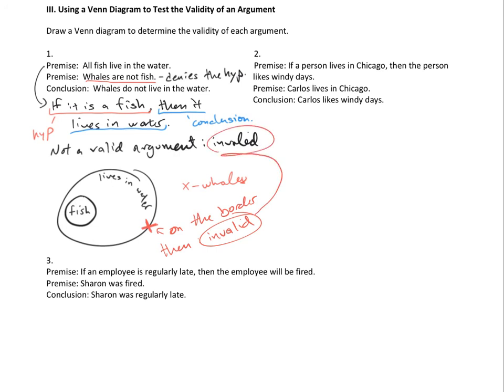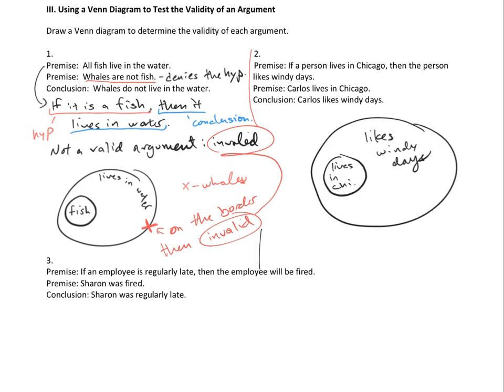But I like the pictures a little bit more, so I'm going to be sticking with the pictures for the next two examples. So let's take a look at example 2. We have the premise is that if a person lives in Chicago, then the person likes windy days. So here are the bubbles that I've made using my first premise, my conditional premise, if, then. The hypothesis is a person lives in Chicago. The conclusion is the person likes windy days.